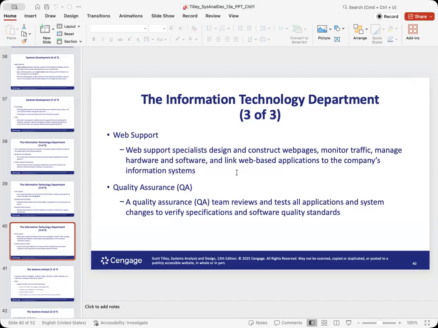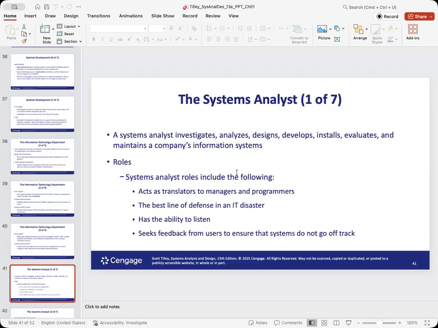This team reviews and tests all applications and systems changes to verify specifications and software quality standards. All right, so that's the purpose of the IT department.